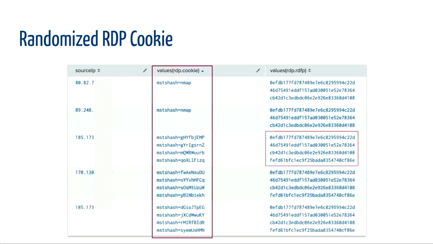fingerprints. When we have a look at the logs, we see that this actor randomized the RDP cookie for some reason, which I don't know. It's also probably Nmap or a customized Nmap. And the cool thing is, we always have these 4 unique fingerprints for this actor.